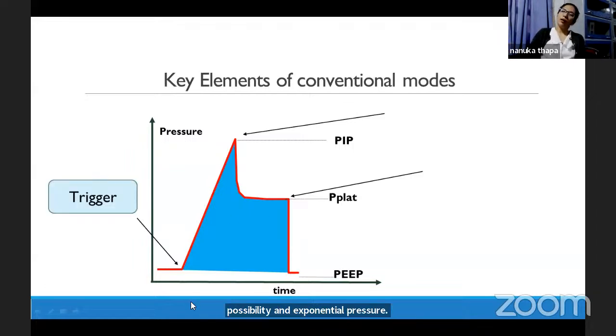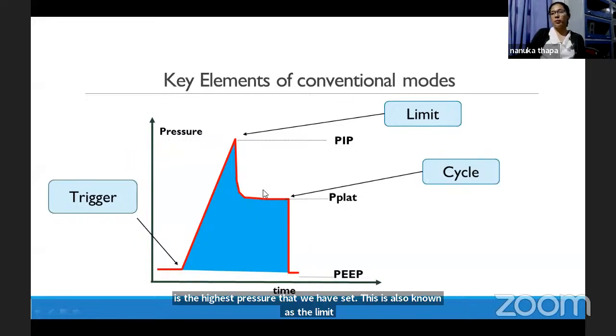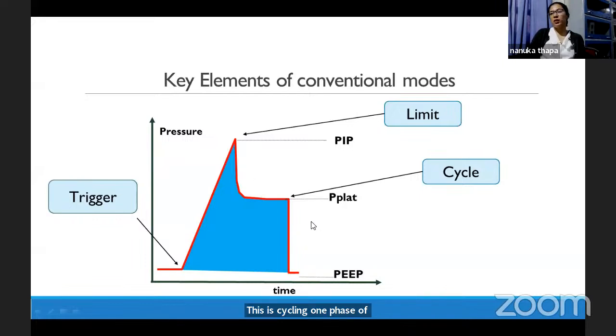So whenever a patient triggers a breath, that is, there is a fall in pressure or there is a decrease in flow, over here the breathing starts. This is known as trigger. This is the highest pressure that we have set. This is also known as the limit. This is cycling. When one phase of respiration changes to another, the switching from inspiration to expiration is known as cycling.